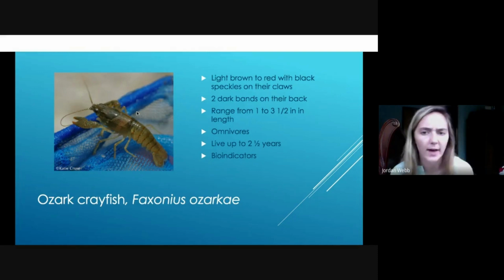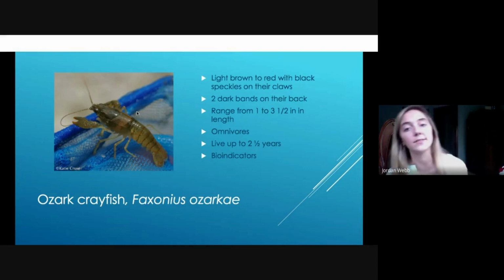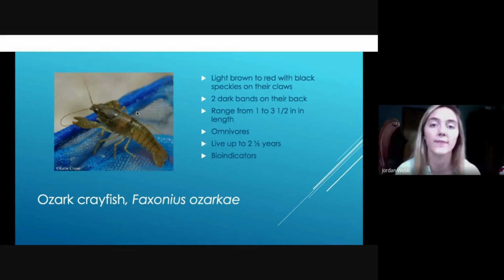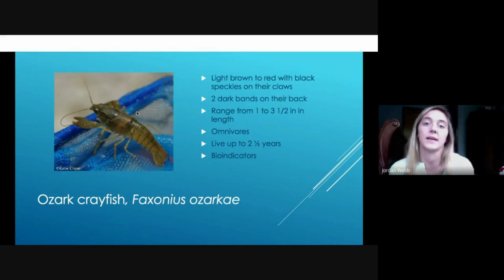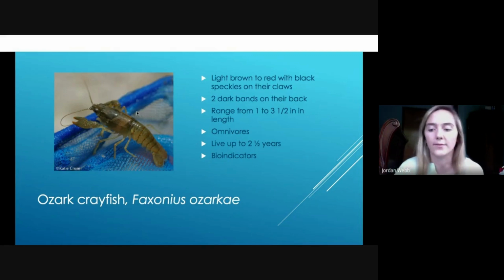And you're probably thinking, what is a bioindicator? Well, bioindicators are really cool because this organism's health correlates to the health of the environment. If the organism is thriving and doing well, then the environment must be healthy. If it's struggling to survive, dying at a very young age, then their environment must be harmful.